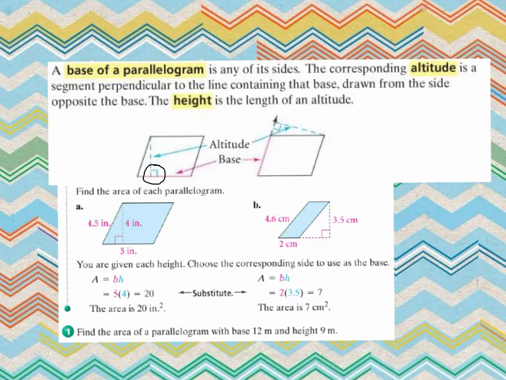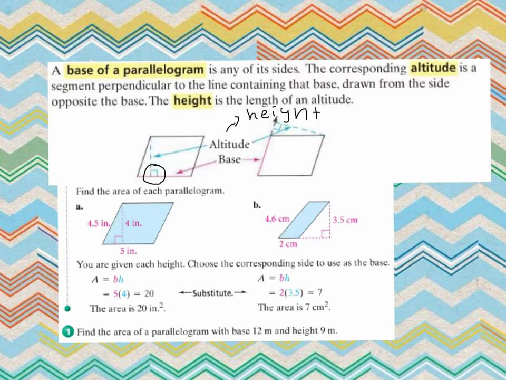So I'm saying a lot of things. You want to go ahead and write some extra notes like this is the height. Altitude is also the height. Notice that altitude could be on the outside or the inside. And you get to choose your base. But depending on how you choose your base, that's where it's going to tell you where your altitude is at. So let's take a look at these two examples down here.